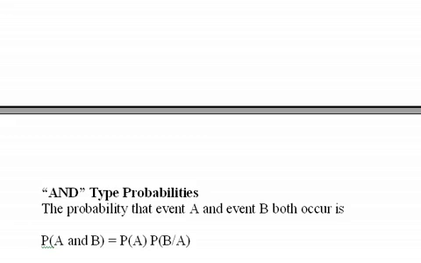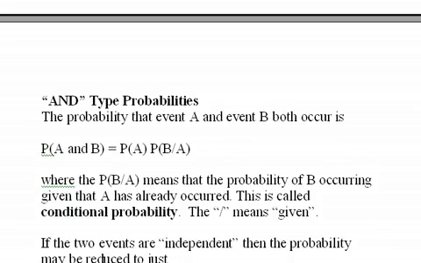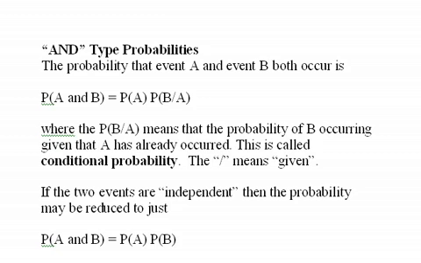And here we get down to the AND type probabilities. The probability that event A and event B occur is the probability of A and B, which equals the probability of A times the probability of B, given that A has already occurred, where the probability of B/A means the probability of B occurring, given that A has already occurred, as I earlier said. This is called conditional probability.